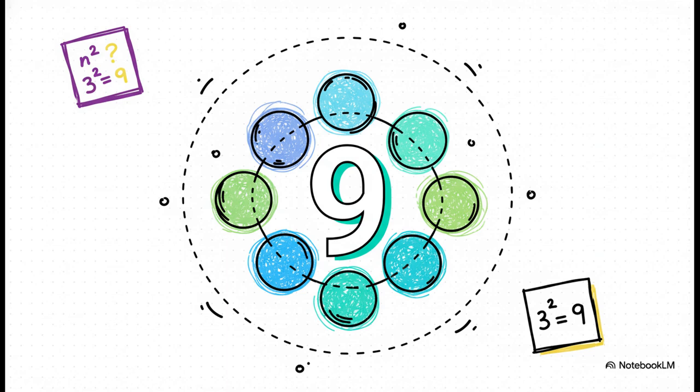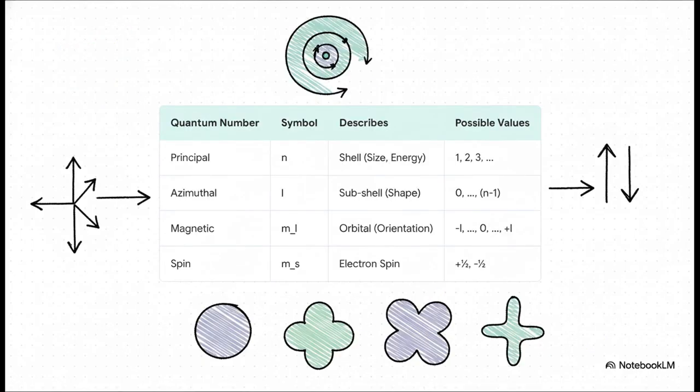And hey, want to know a cool shortcut? The total number of orbitals in any given shell, n, is just n squared. So in our case, 3 squared is 9. It works every single time. See? That's the elegance of this system. And here it is, the whole shebang, all in one place. This table is your ultimate cheat sheet for an electron's quantum address.